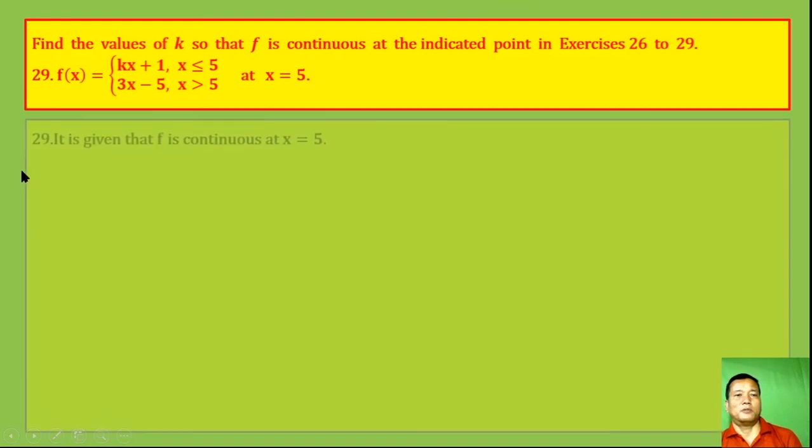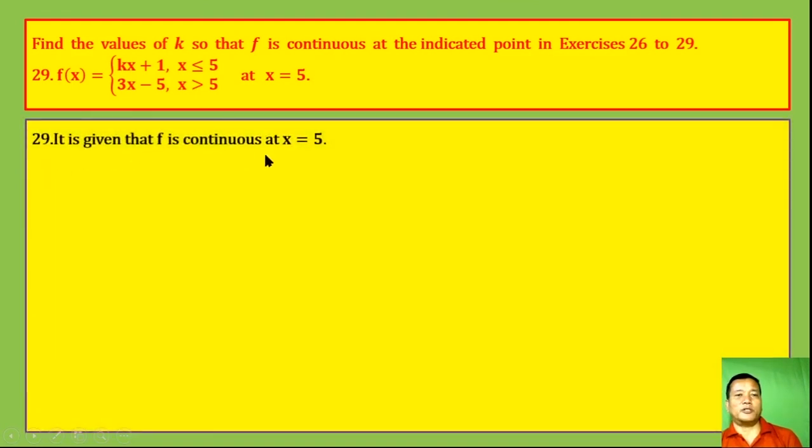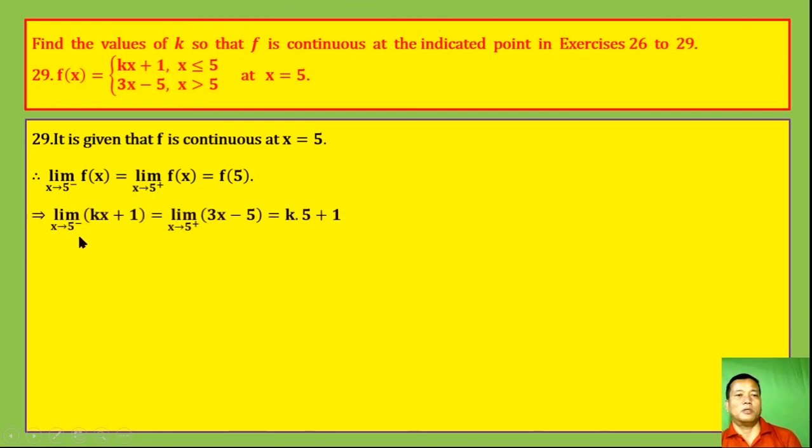Question 29. It is given that f is continuous at 5. So the left limit at 5 equals right hand limit at 5 equals f of 5. The limit at 5 of k x plus 1 on one side and 3 x minus 5 on the other, both polynomials, so the limiting value is k into 5 plus 1. Therefore, k equals 9 by 5.